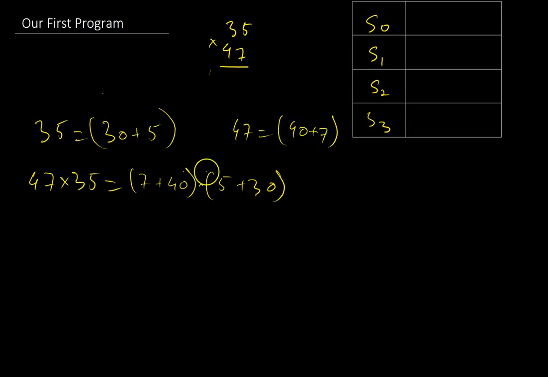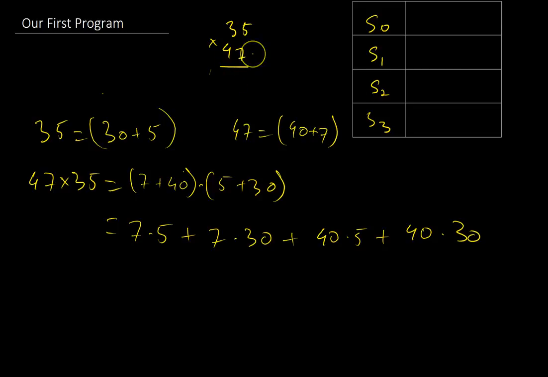So if we expand this multiplication out, we get that 47 times 35 is equal to 7 times 5 plus 7 times 30 plus 40 times 5 plus 40 times 30. And this is exactly what happens when you do the long multiplication that you're taught in elementary school.